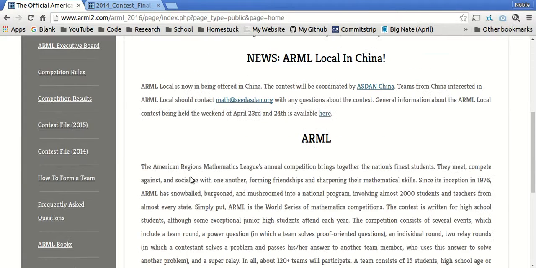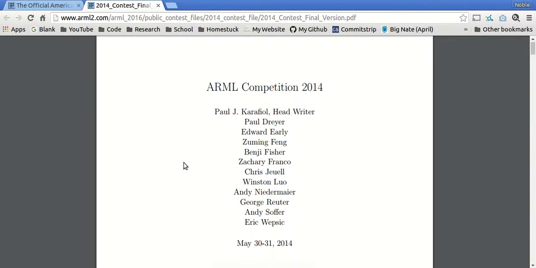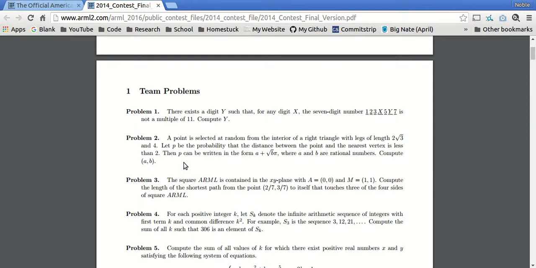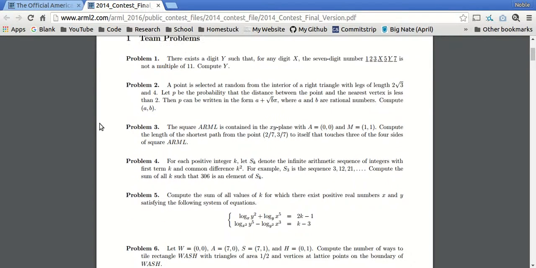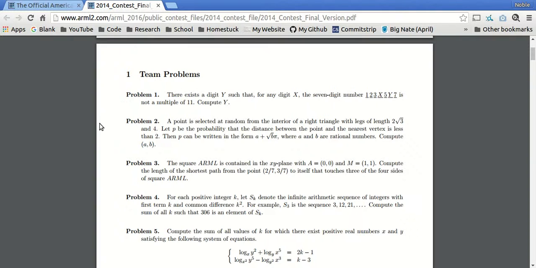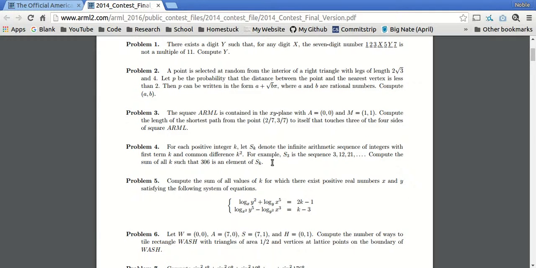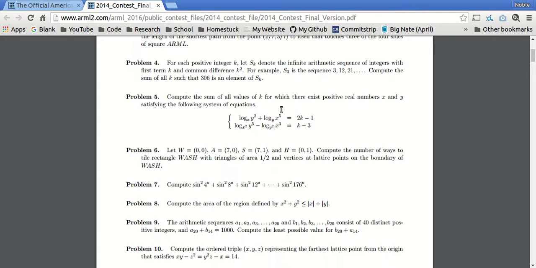So that's ARML, and then I just want to take a look at some of the problems from 2014. These are the T-Mon problems. So as you can see, number theory, coordinate geometry, I guess that's series and sequences, systems of equations with logarithms. So yeah, they combine a lot of stuff.